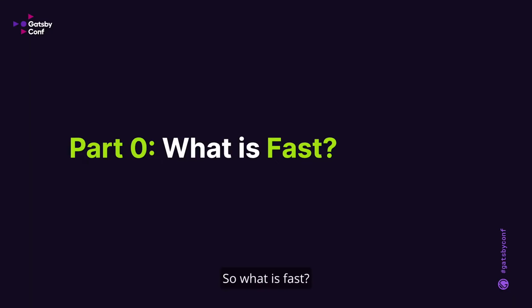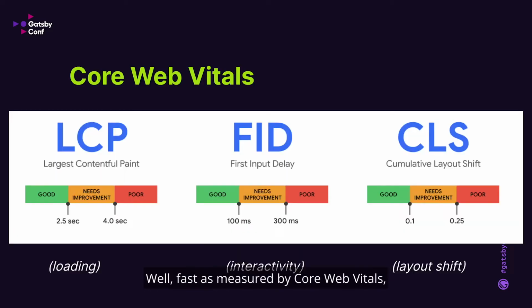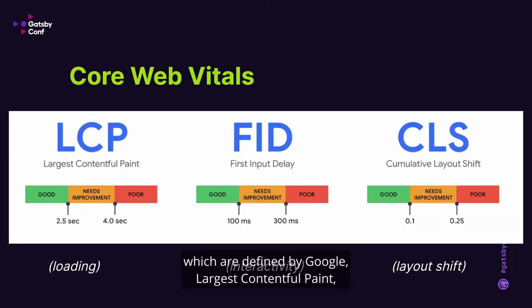So what is fast? Well, fast is measured by Core Web Vitals, which are defined by Google. Largest Contentful Paint, which measures the load speed of your page. First Input Delay, which measures interactivity. And Cumulative Layout Shift, which measures how much your page bounces around when it's loading.